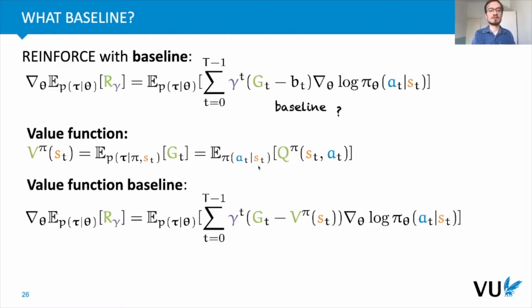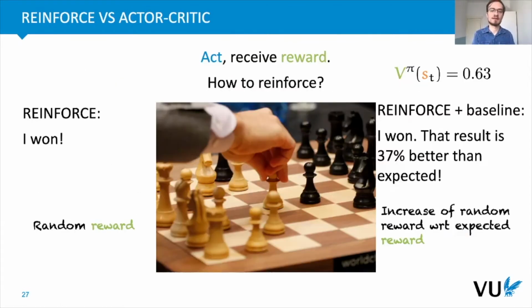So ideally, we would just use this one as our baseline. We subtract the discounted reward to go with the value function, which is the expected reward to go. So what does this kind of mean? What's the difference here between REINFORCE and using this baseline?